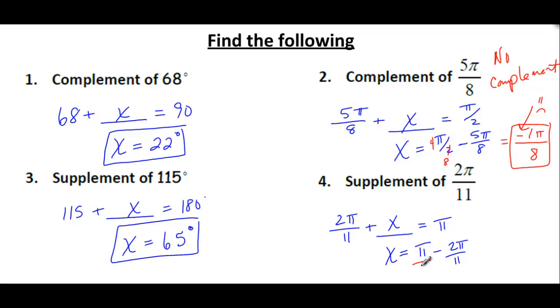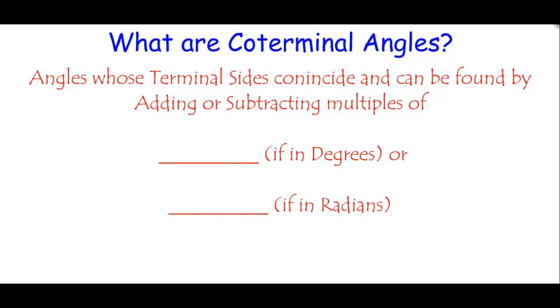So if I want to get a common denominator, that'd be 11 pi over 11. 11 pi over 11 minus 2 pi over 11 is 9 pi over 11. It's positive, so that would be my supplement. Whether it's radians or in degrees, sometimes you'll have an answer, sometimes you won't. Again, we typically don't keep our negative answers, so we'll just write no complement. If we get a negative in a supplement, we would write no supplement.